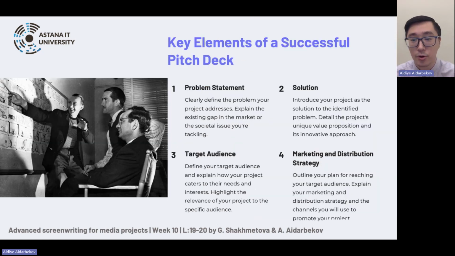Okay, so let's talk about key elements of successful pitch deck presentations. Firstly, of course, for all of our projects, it doesn't matter, it's a game, video, TV show, movie, and so on. Firstly, you need to state your problem, what's happening in your project. So first, problem statement. You need to clearly define the problem your project addresses. Explain the existing gap in the market or the social issue you're tackling.